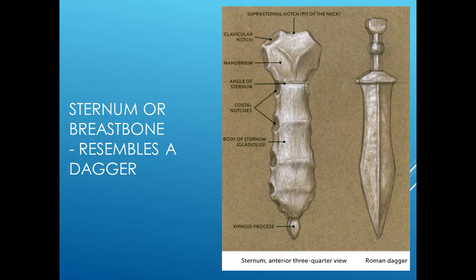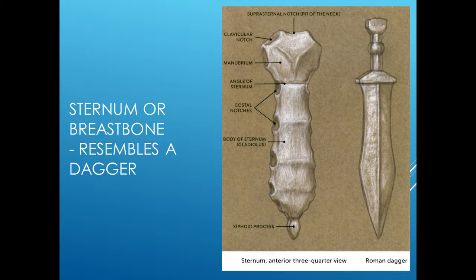We see the sternum here, a good close-up of our sternum, and it resembles the shape of a Roman dagger. And so at the top, we've got some areas here. We have the suprasternal notch, which is the pit of the neck, and the clavicular notch, that means the clavicle bone, which we also call our collarbone, fits right inside there. And this whole big piece right here, this is called the manubrium of the sternum. Down here is the angle of the sternum. And then costal notches. This is where the costal cartilage comes into the sternum.